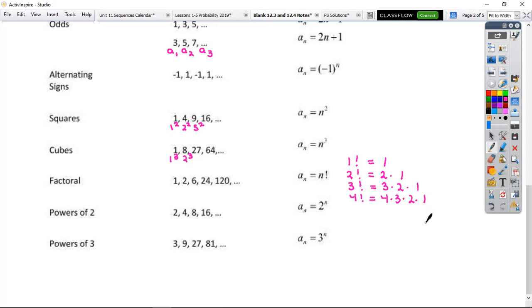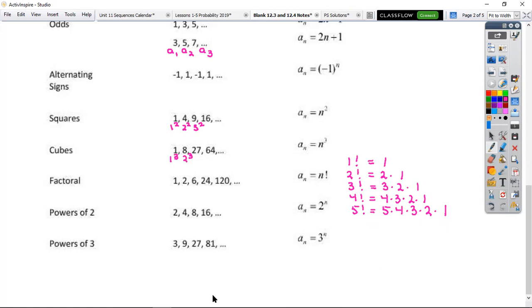Do you see why we abbreviate it? Yeah, because as I keep going, these get bigger. So the 120 is 5 factorial, which is 5 times 4 times 3 times 2 times 1. And you just write it with a little exclamation point right after it. So here's how you find this on your calculator.